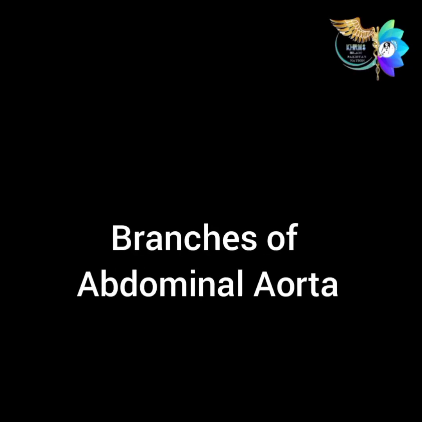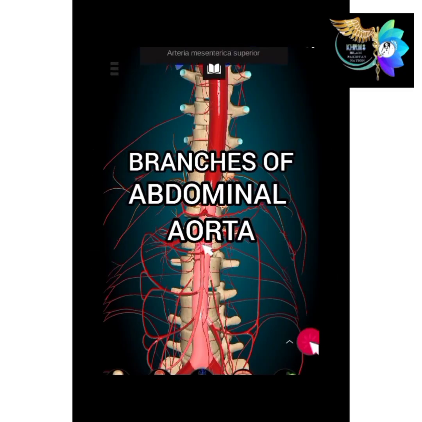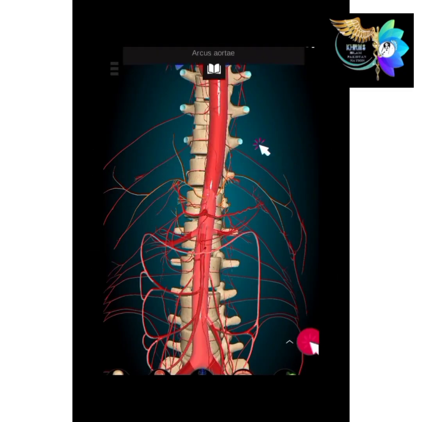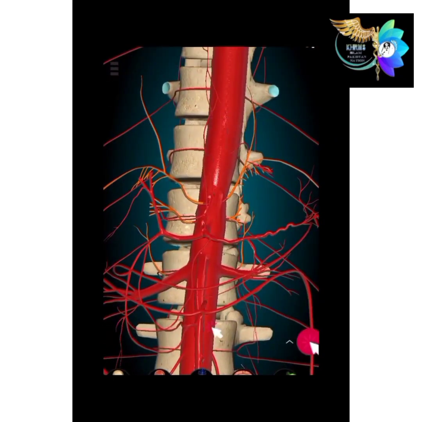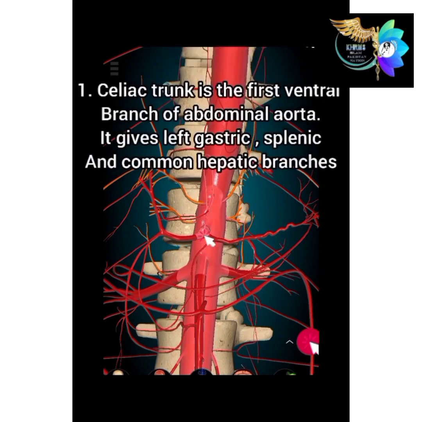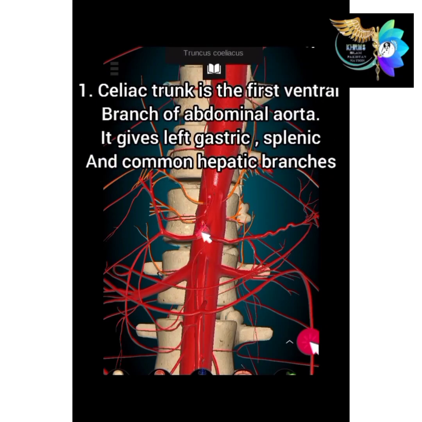Let's have a look at the branches of the abdominal aorta. Anterior branches include: the celiac trunk is the first ventral branch of abdominal aorta. It gives left gastric, splenic and common hepatic branches. Let's see them one by one.